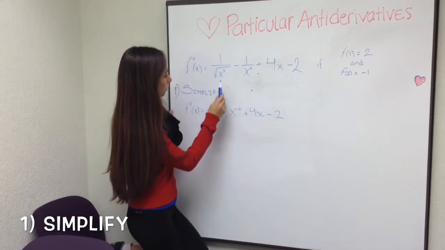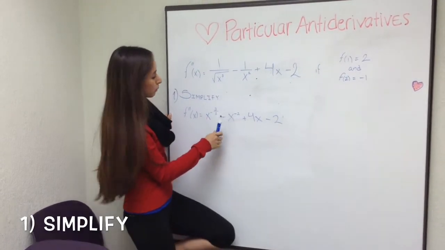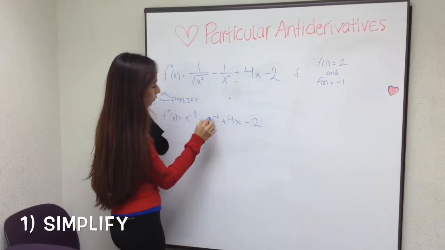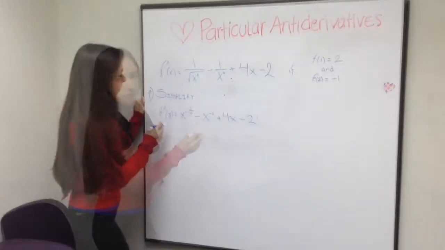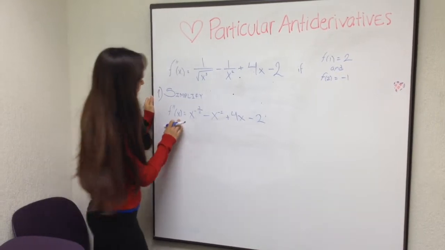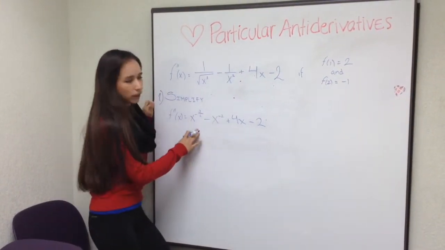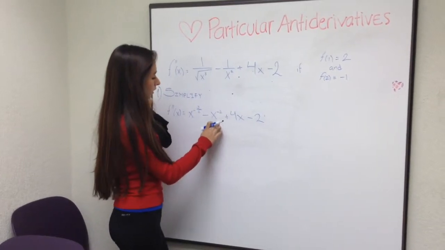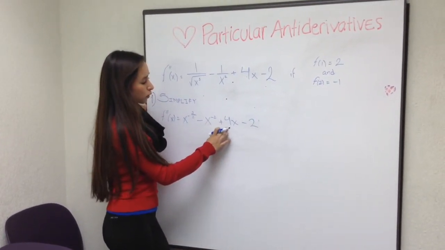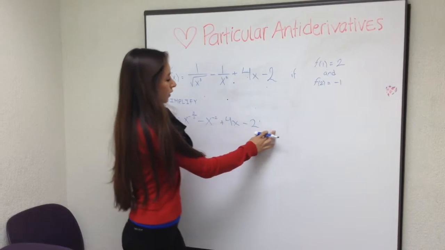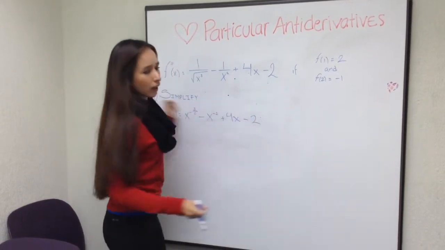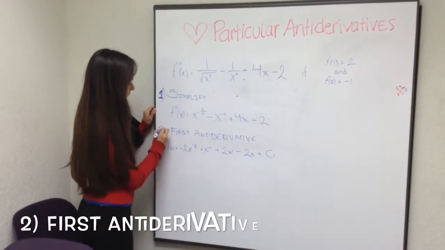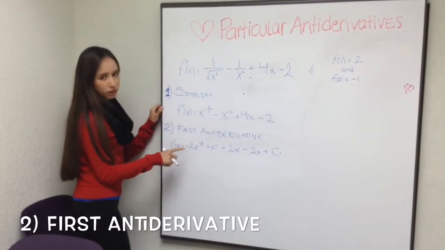We need to remove the square roots, move the x upwards, and make the exponent negative. So we obtain f second derivative of x equal to x to the power of minus 3/2 minus x to the power of minus 2 plus 4x minus 2, and this is because we are working with a second derivative function. So our second step is to obtain the first antiderivative.